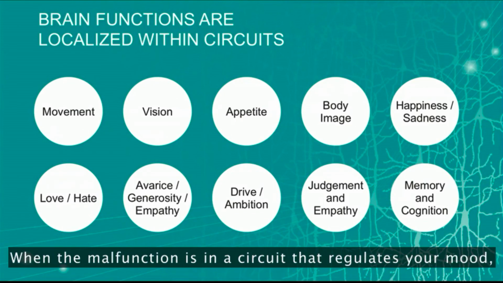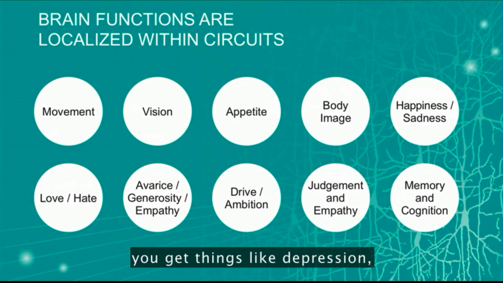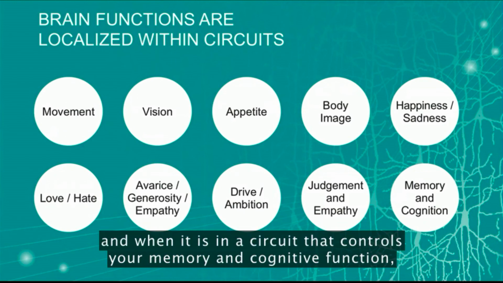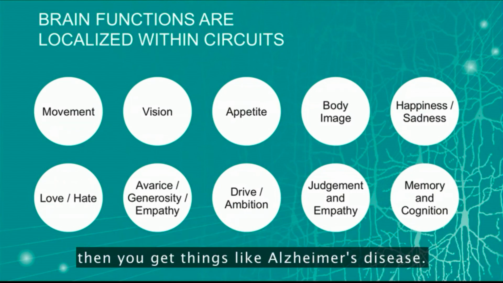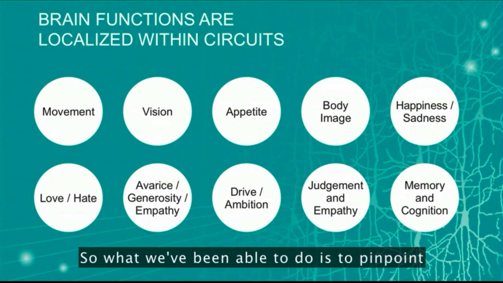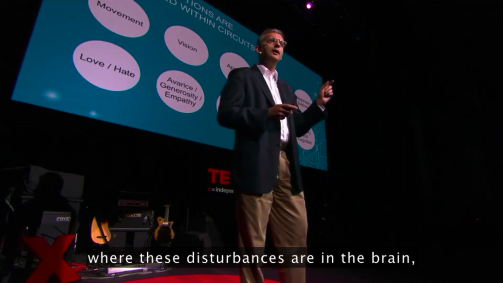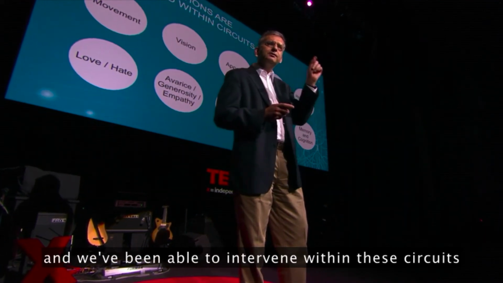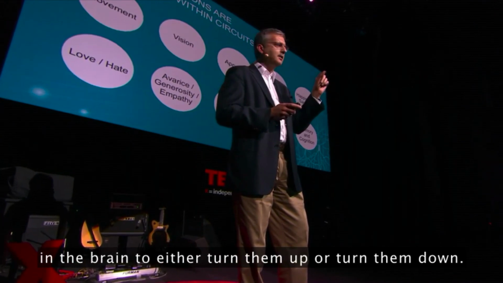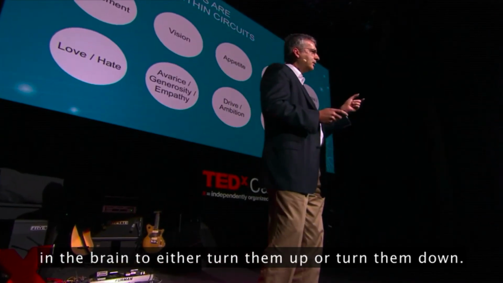When the malfunction is in a circuit that regulates your mood, you get things like depression. And when it is in a circuit that controls your memory and cognitive function, then you get things like Alzheimer's disease. So what we've been able to do is to pinpoint where these disturbances are in the brain, and we've been able to intervene within these circuits in the brain to either turn them up or turn them down.